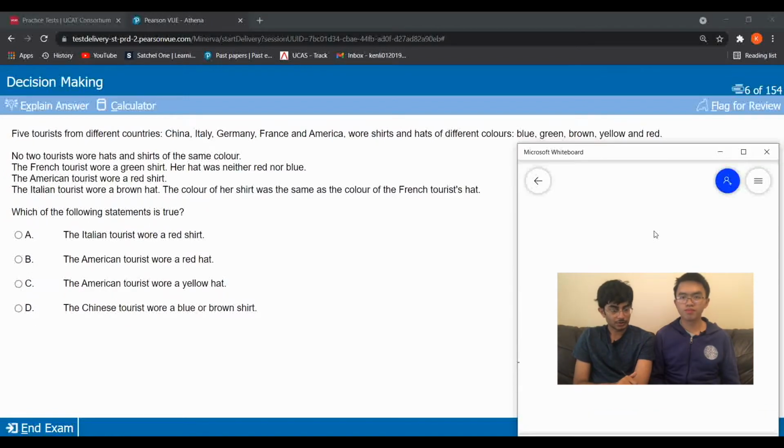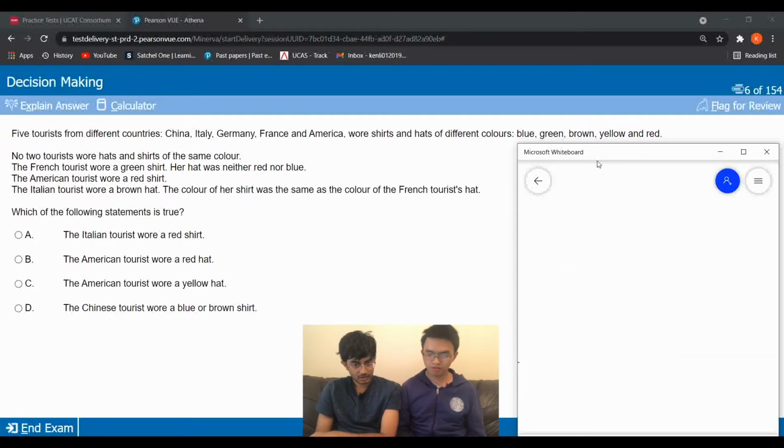Alright, so 5 tourists from different countries wore shirts of different colours. Okay. For these sort of questions, instead of doing a Venn diagram, I just write C. Essentially, you draw a table. And then A. Or to save time, you don't actually need to write these, because you know the order from the question. No two tourists wore hats and shirts of the same colour.